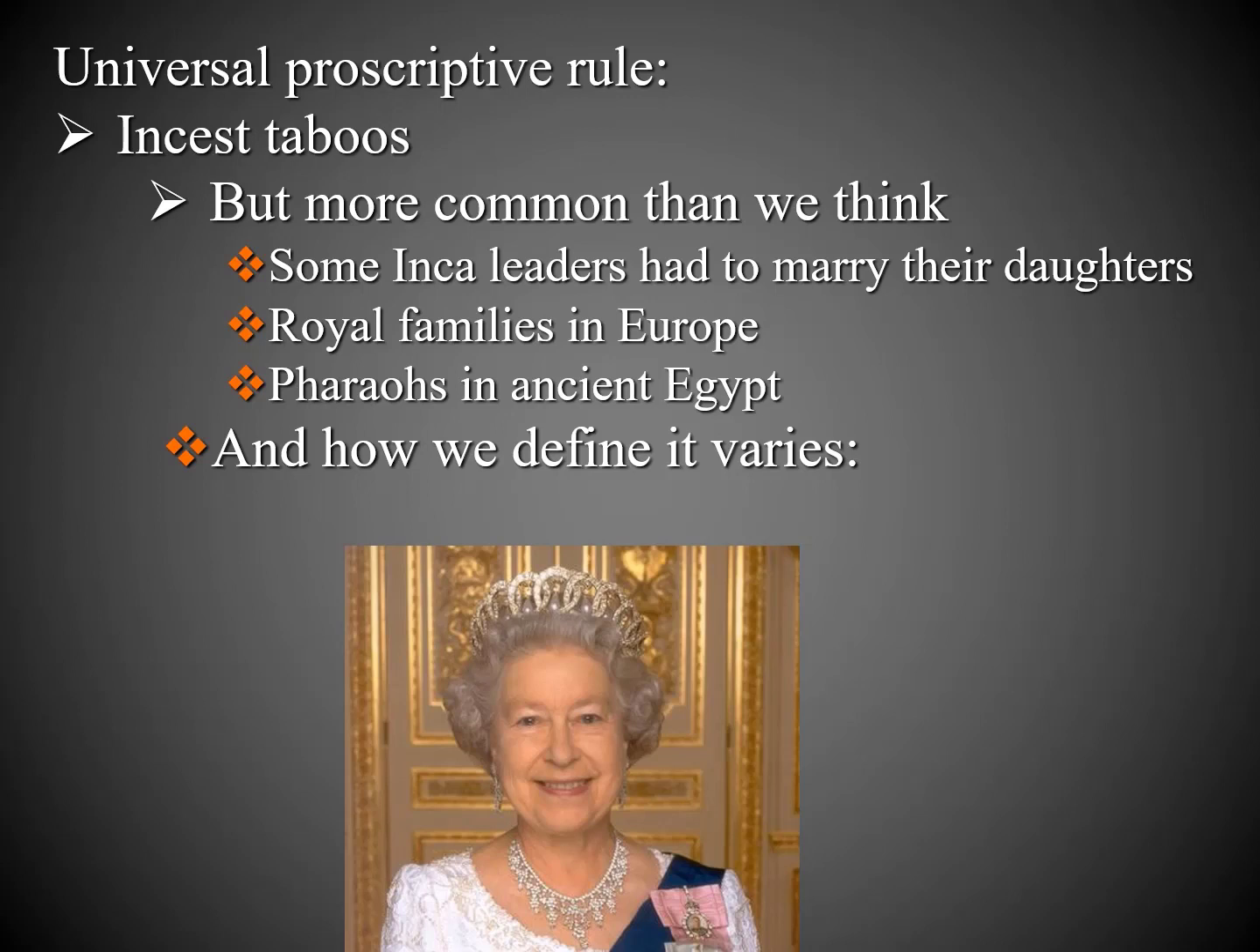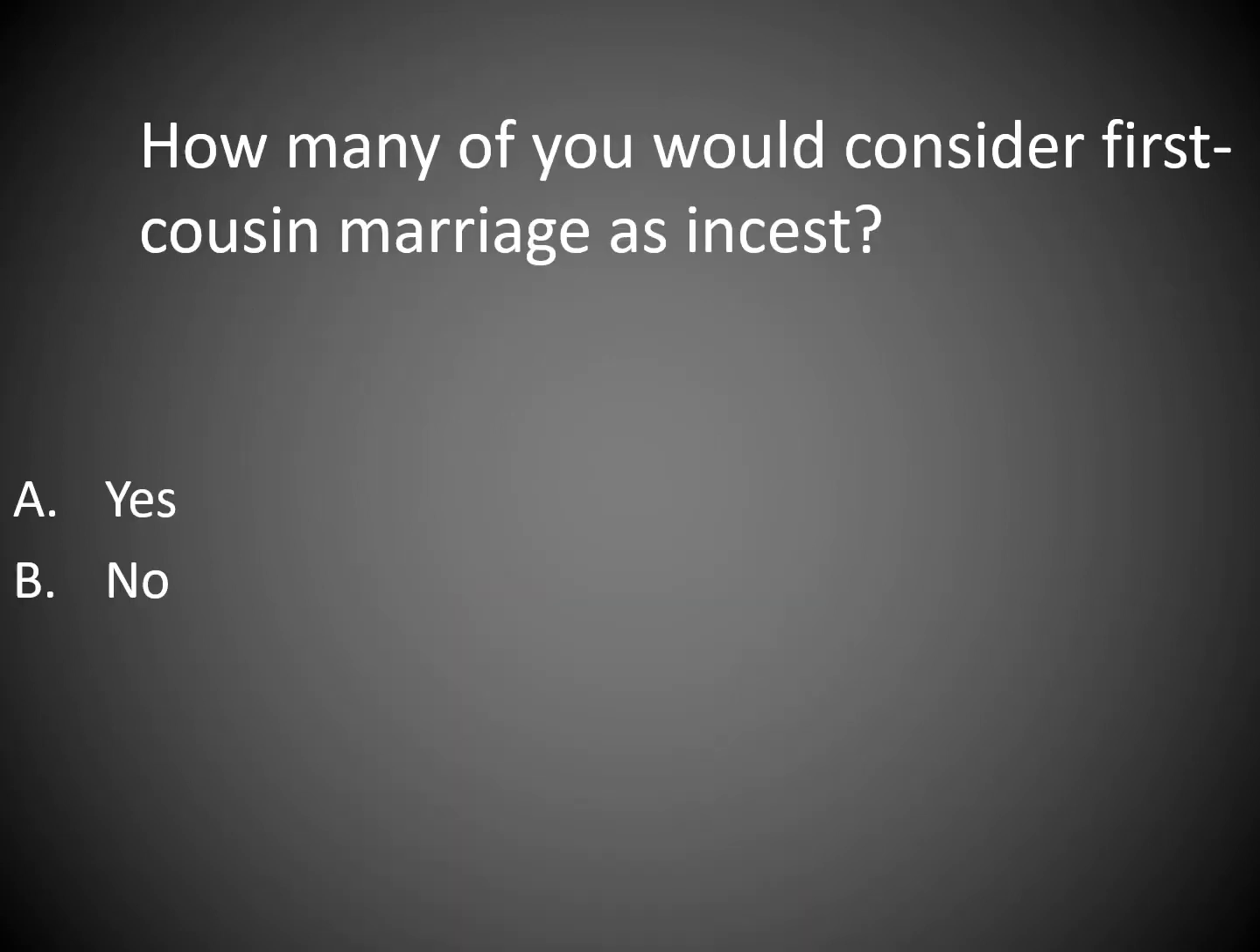But again, it's happened. Another example, the pharaohs in ancient Egypt used to sometimes marry their siblings. The other thing is there's exceptions, so it does happen sometimes, but also how we define incest varies. How many of you would consider first cousin marriage here in the US incest? Think about it for a sec and take a guess.